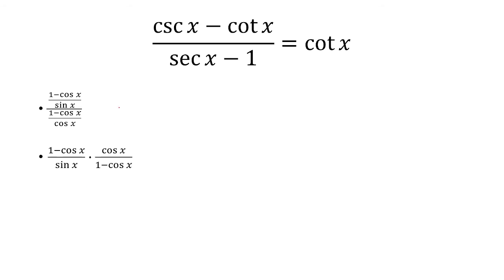You can think of this as, well, since we're dividing two fractions, you can think of it as multiplying by the reciprocal. So we're going to leave the top fraction the same. The bottom fraction we're going to flip. So cosine now becomes the numerator, and 1 minus cosine becomes the denominator. Clearly, we can see that 1 minus cosines are going to cancel. So we have cosine over sine, which is cotangent.